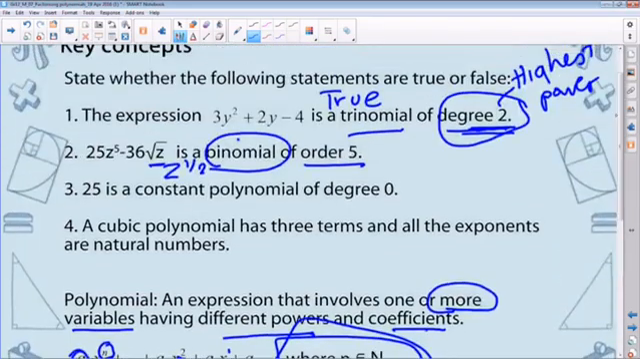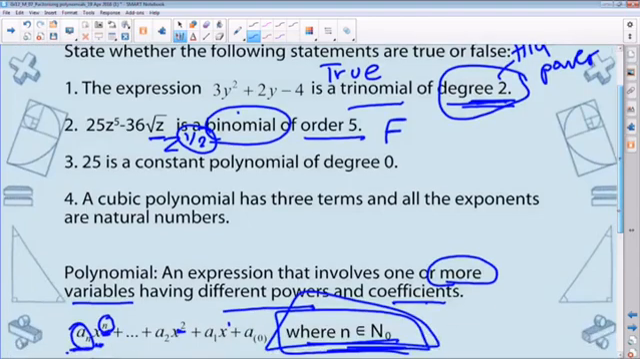If you look at z to the power of a half, it is not a whole number. So therefore this is not a polynomial, and it's definitely not a binomial of order 5 because your power of z is fractional. It's not a whole number. 25 is a constant polynomial of degree 0. That is true. 25 is a constant.